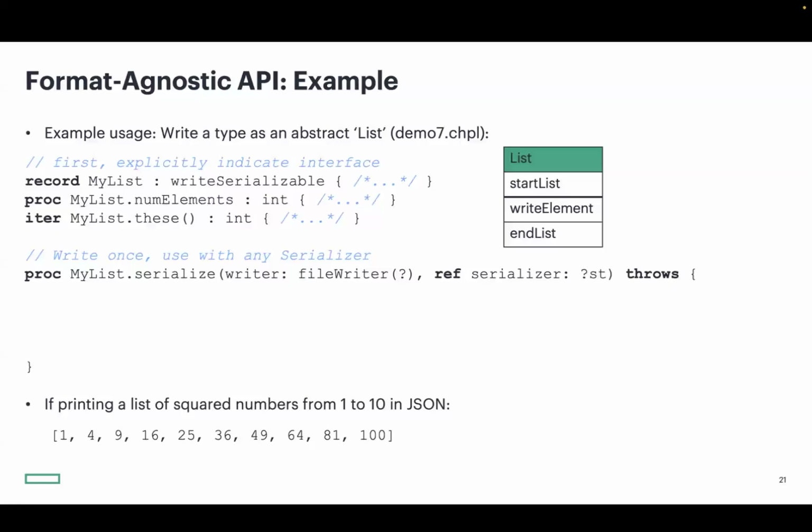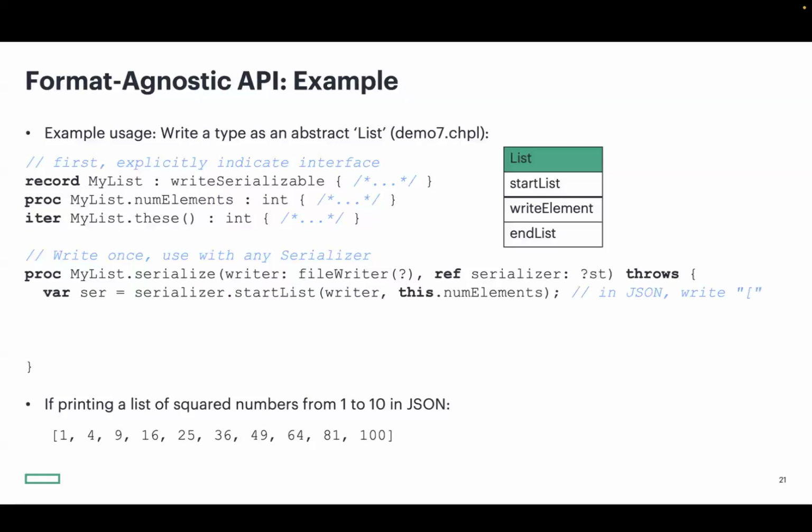So let's say we have a record my list, and if you'll give me some room here, let's just assume it implements all the things you would need for a list. Among those things, it has a num elements method that returns an int, and it also has an iterator these that returns the integers in that list. So if I wanted to write a serialize method for this list, I would start by implementing our serialize signature. It takes a writer and a serializer by ref and it throws.